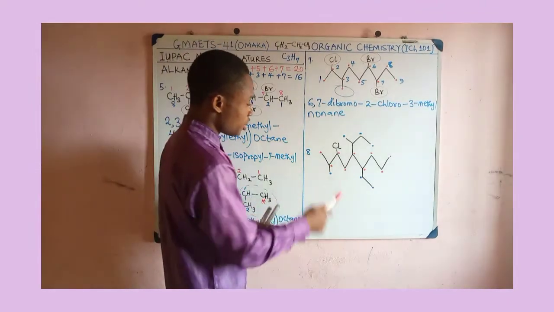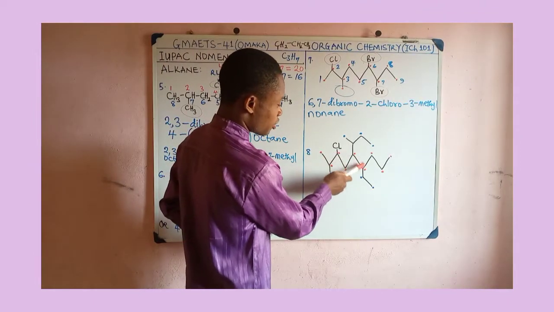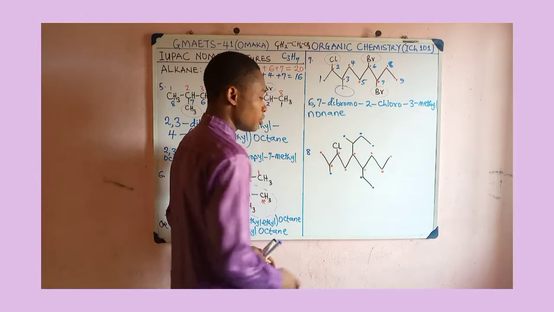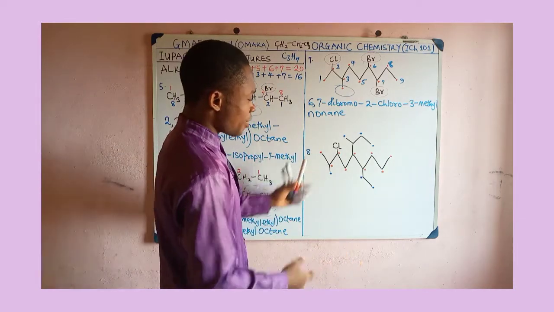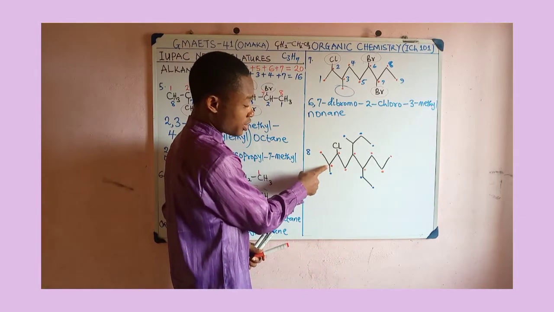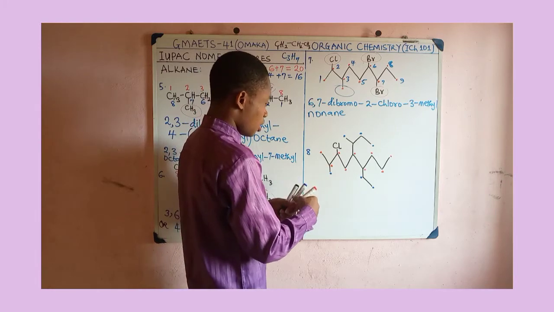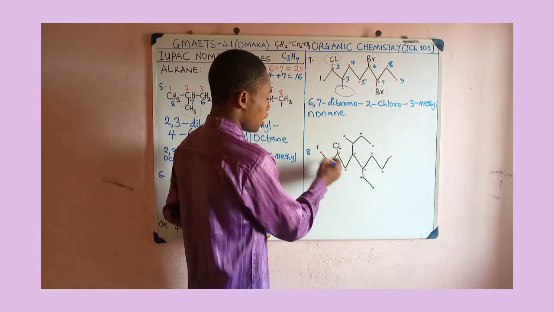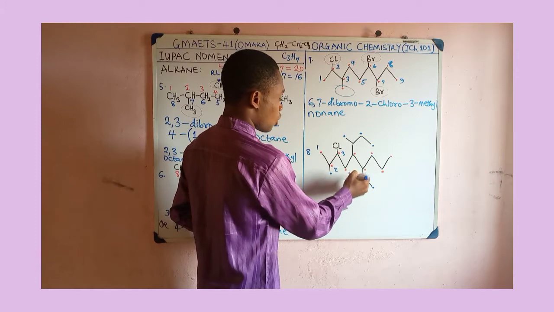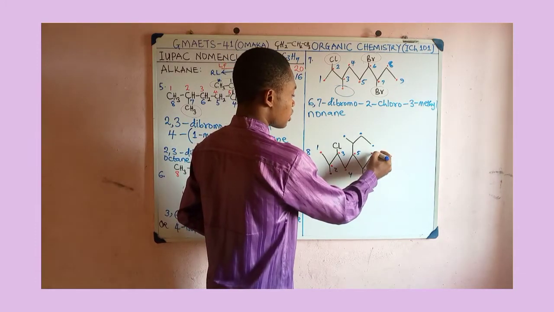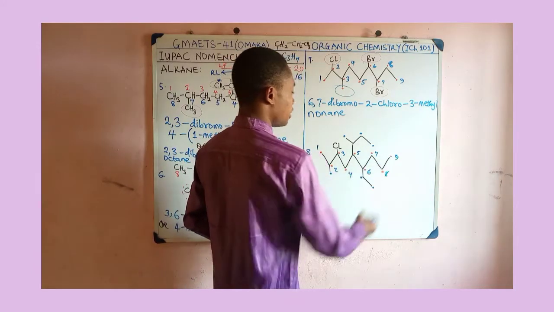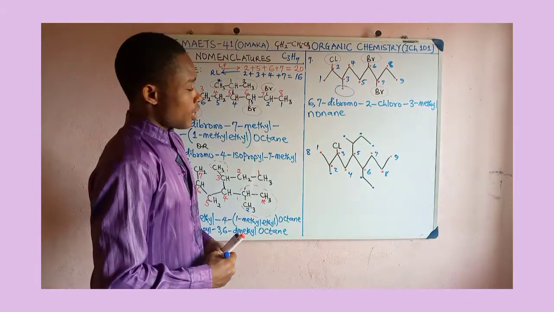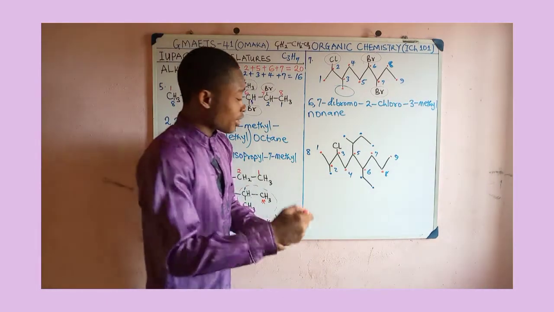Now let us go. The longest carbon chain here: 1, 2, 3, 4, 5, 6, 7, 8, 9. It's still 9. But where do we come from? I perceive it's going to be here because the first attachment is on the second carbon atom here. So that goes as 1, 2, 3, 4, 5, 6, 7, 8, and 9. Alright. Having identified that, let's now get our attachments.